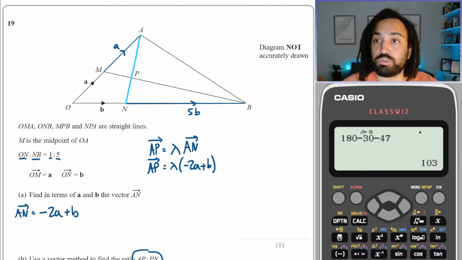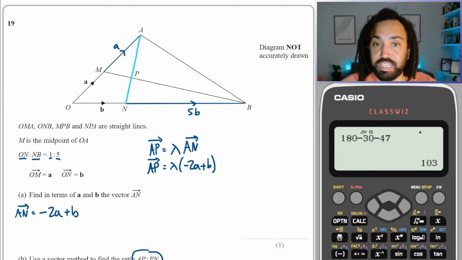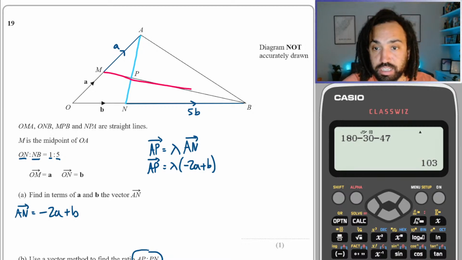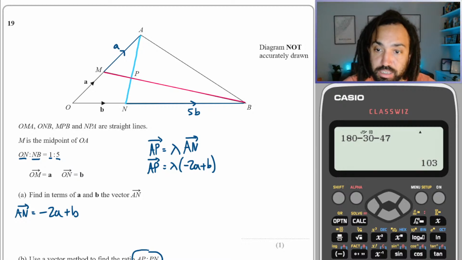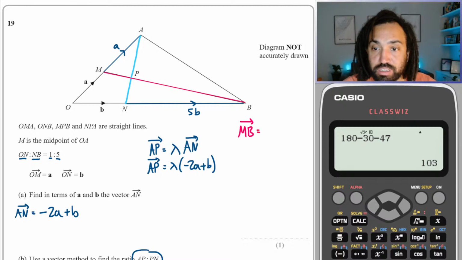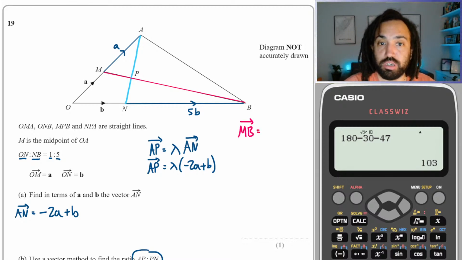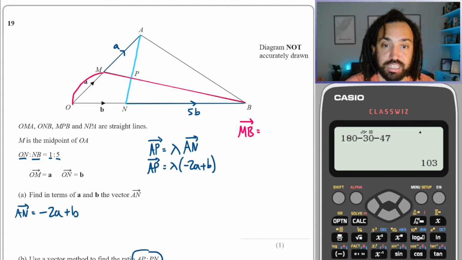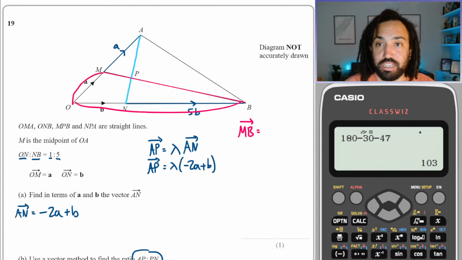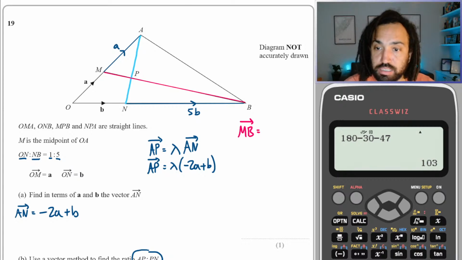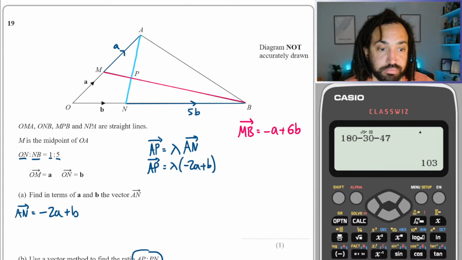You need also to find a way of getting to P by using this line here. So I'm going to say that MB is equal to, well, how do I get from M to B? Well, I go minus A and then plus 6B, like that. So minus A plus 6B.